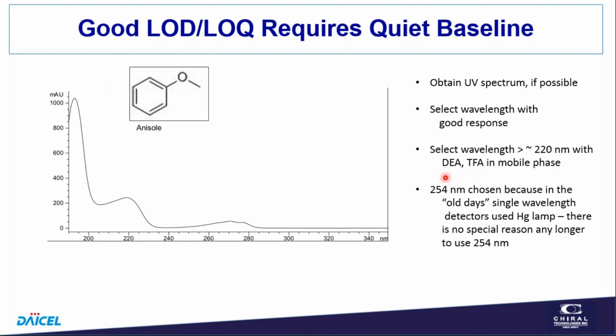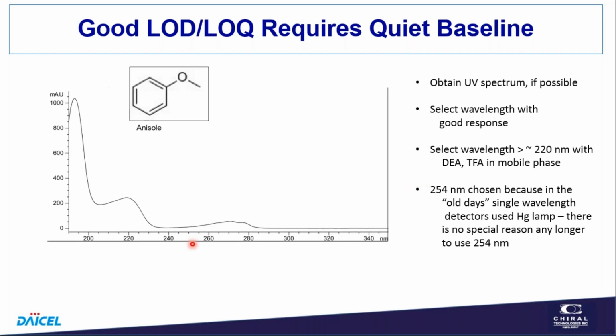People sometimes choose 254 nanometers as their wavelength, and this comes from the old days, when we had just single wavelength detectors, and they used a mercury lamp and a really sharp emission band at 254 point something nanometers. It was very quiet. It was an excellent detector if your analyte had good absorbance at 254. With the deuterium lamp, 254 is not a special wavelength. There's no real reason to choose 254. It's just a historical wavelength, and people often choose it.